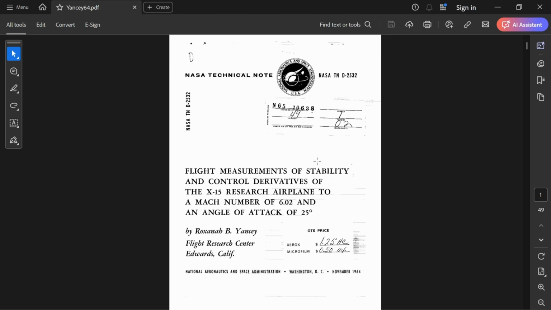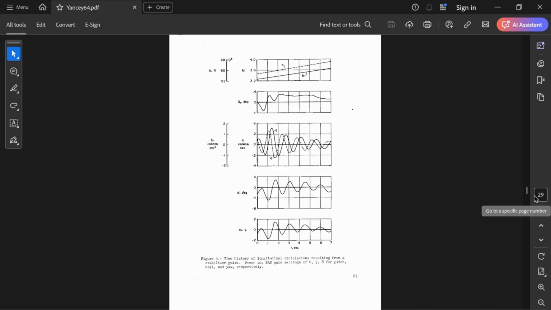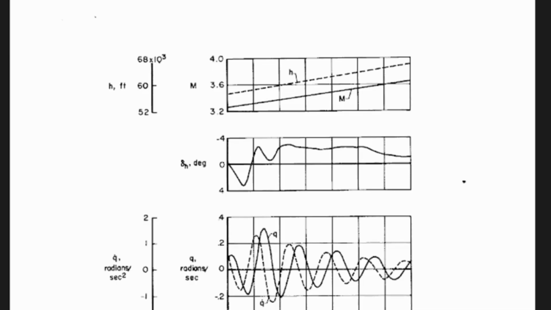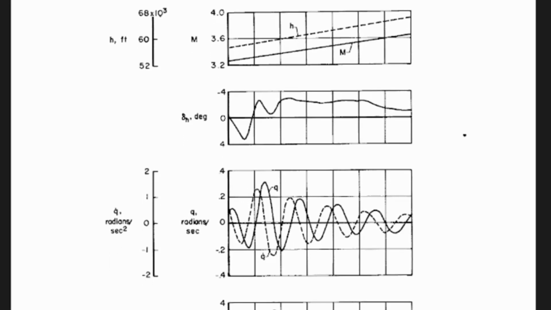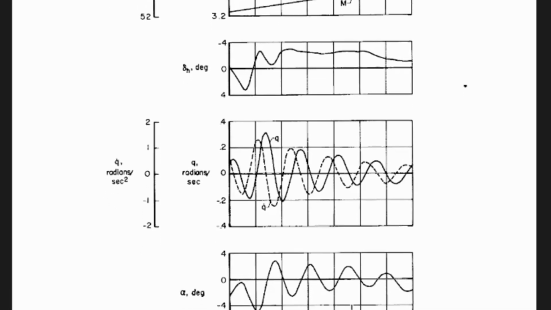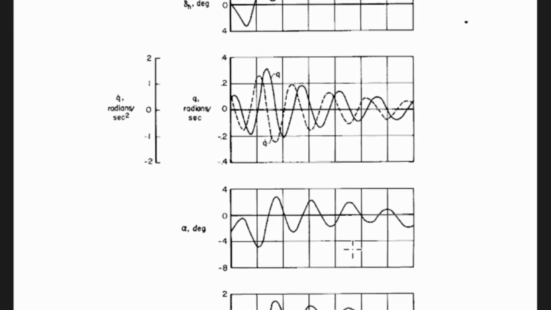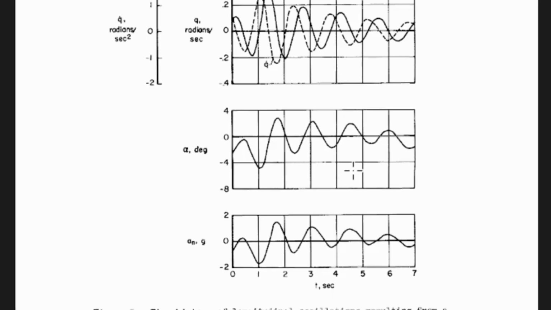Looking to Yancey's 1964 report, we find longitudinal and lateral flight test data for the X-15. Take this figure 5 for example. It's the time history of longitudinal oscillation resulting from a stabilizer pulse. Here, engine power is on, and the pitch stability augmentation system is turned off. The lateral SAS remains on. We can test our simulation against this flight test data.